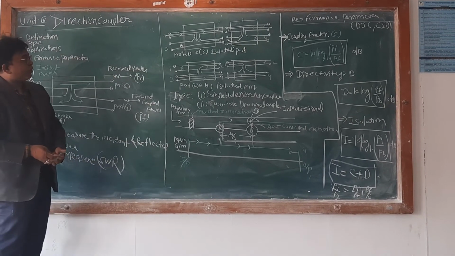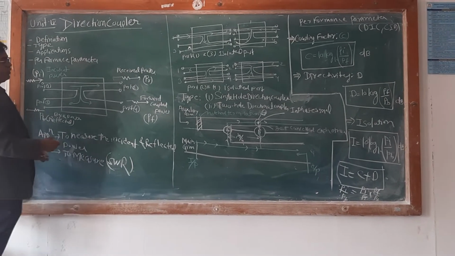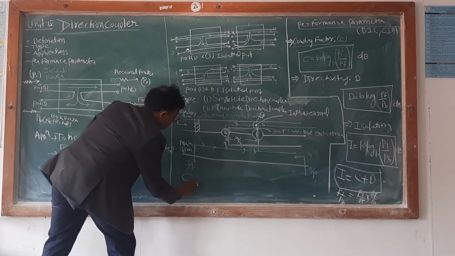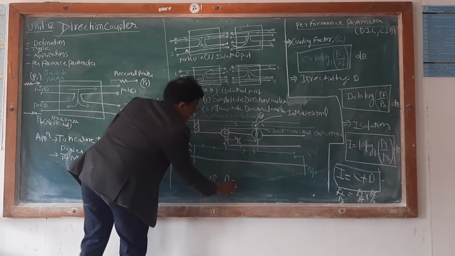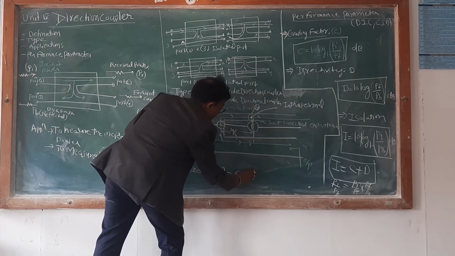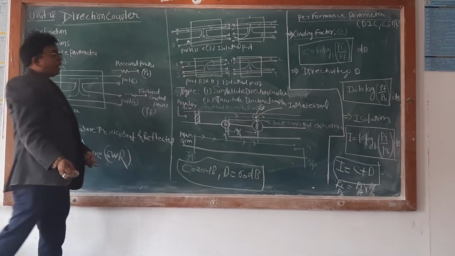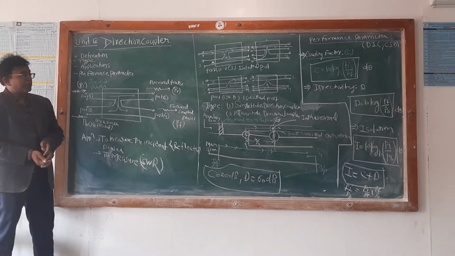It is very important. Now ideally, what should be the values of C and D? The coupling factor C is 20 dB and the directivity ideally is 60 dB. These are the important values which you have to remember during the experiment.